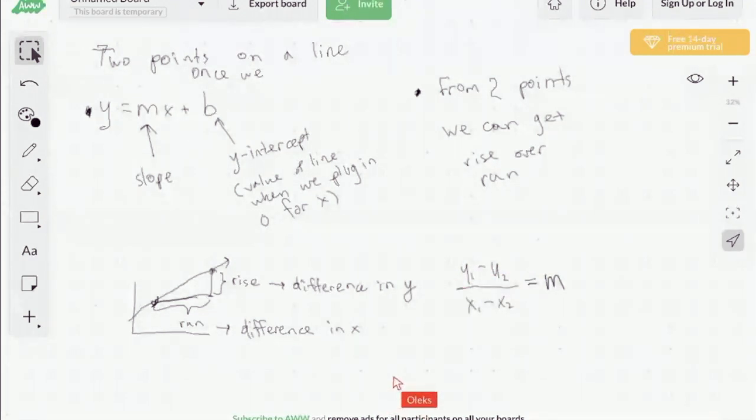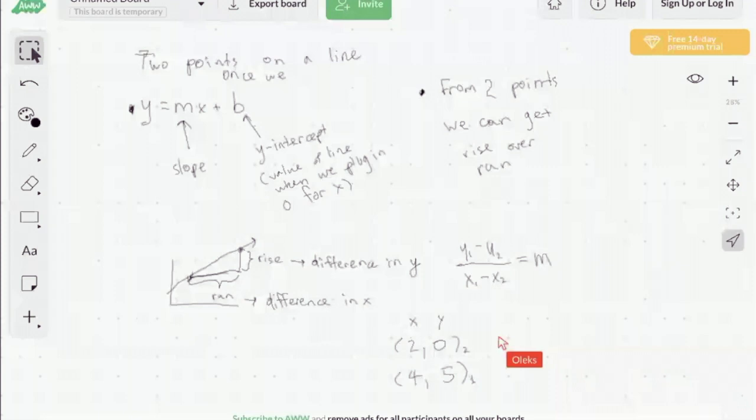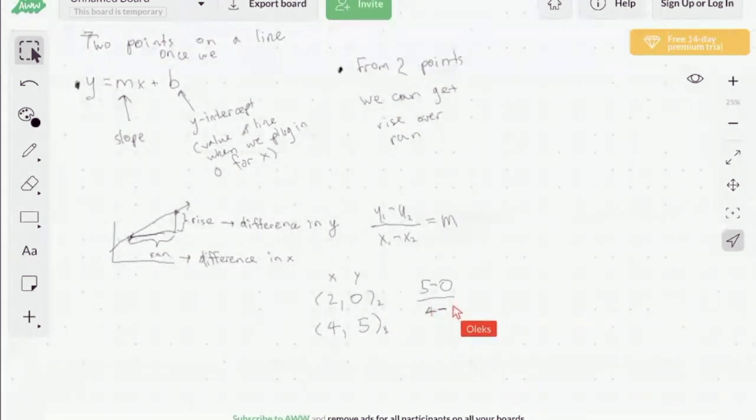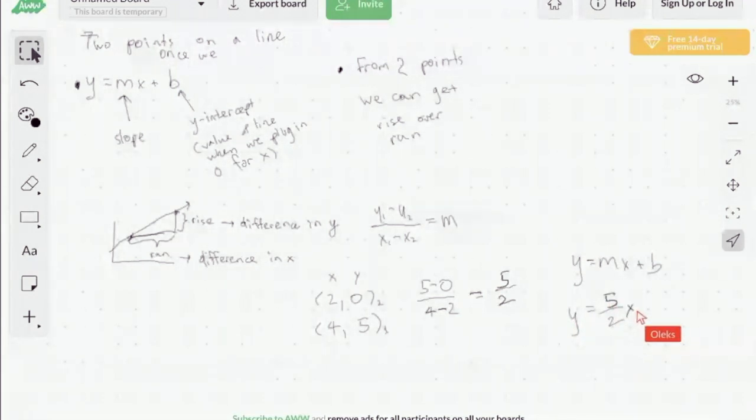So let's pick 2 points at random, maybe 2, 0, and maybe 4, 5. So if we remember, this is the y-coordinate, this is the x-coordinate. So let's just say this is the first one, this is the second one. The order doesn't matter. So 5 minus 0, y1 minus y2 over 4 minus 2. So difference in y over difference in x, rise over run, is equal to 5 over 2. So that's our slope. So now we have m in the equation. We know that it's y equals 5 over 2 x plus b. However, we have to find b.